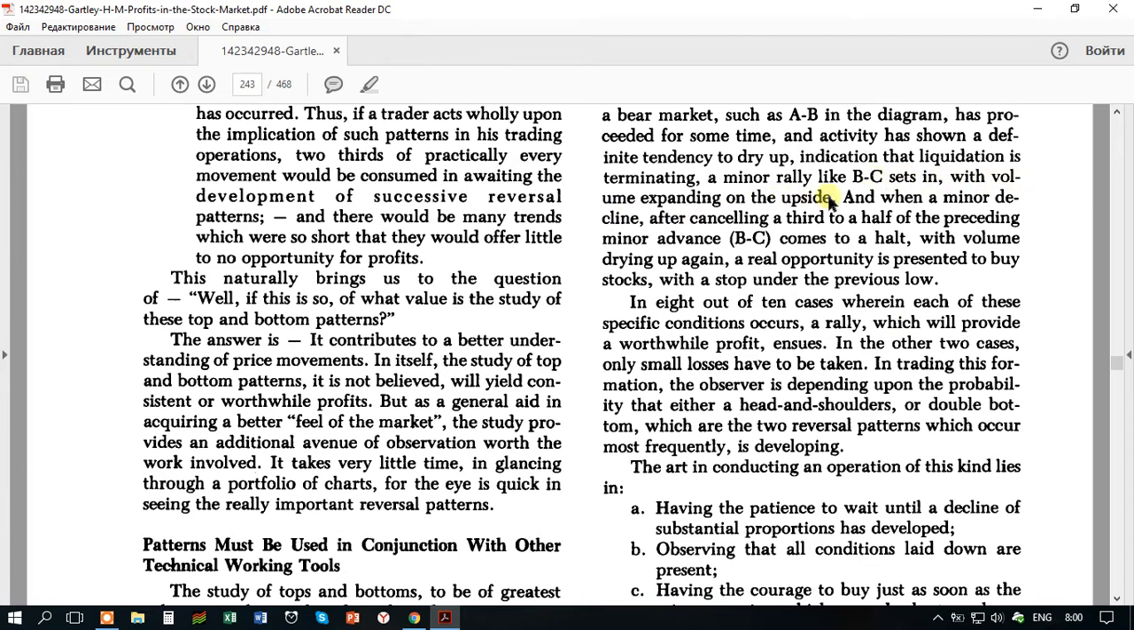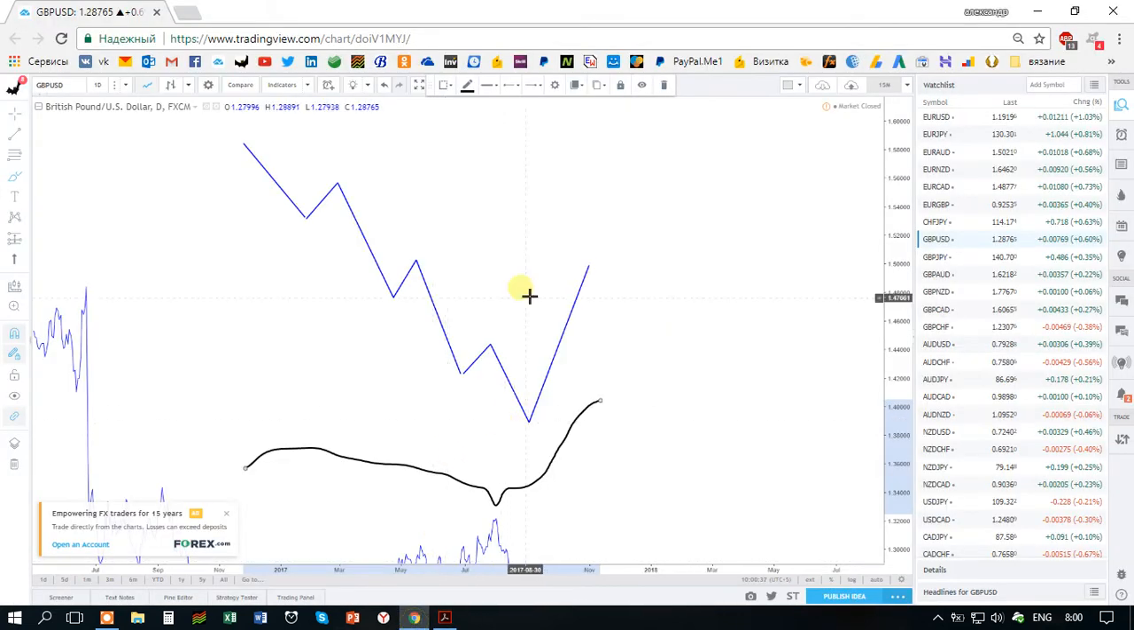With volume expanding to the upside. And when a minor decline cancels a third to a half of the preceding minor advance, cancelling a third to a half means retracing a third to a half. So we should first draw that.